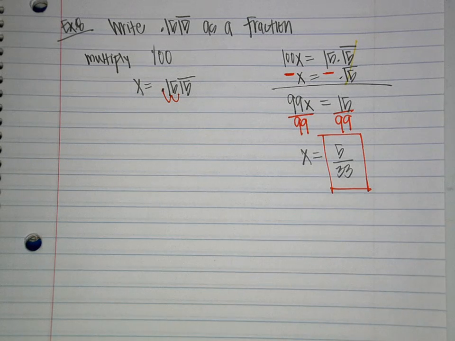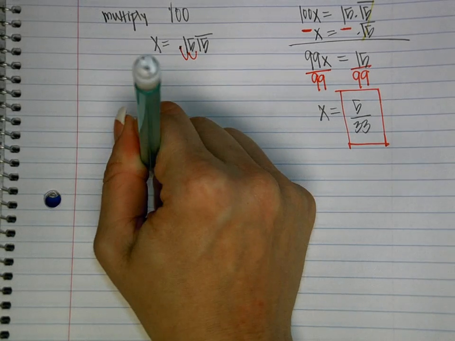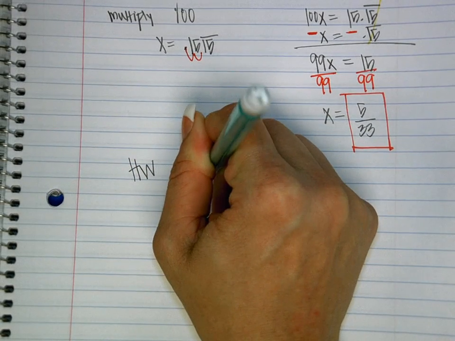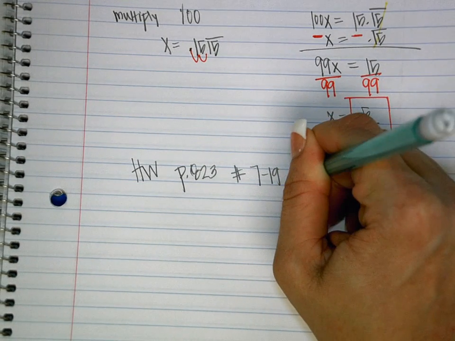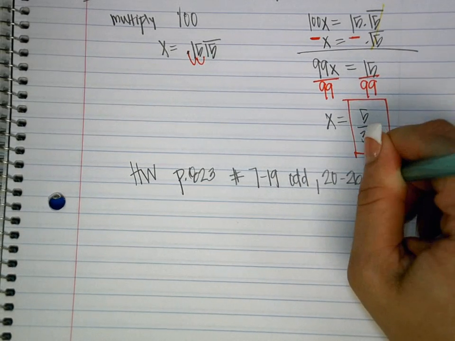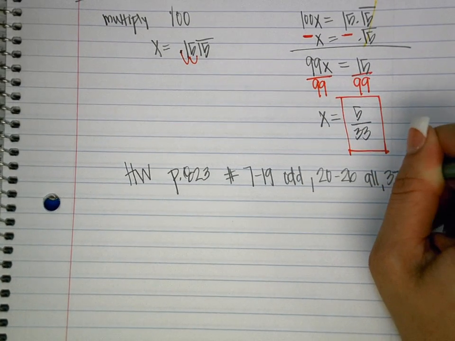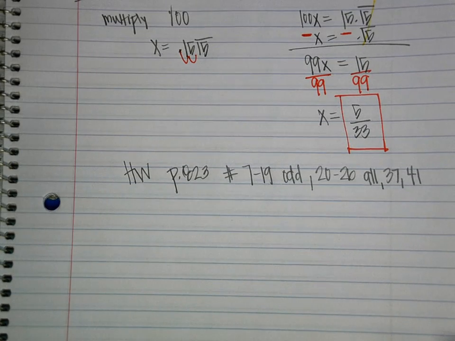Are there questions? Okay, homework for this objective is going to be page 823. You are doing numbers 7 through 19 odd, and I will put these up here for you to see so you can work on them. 7 through 19 odd, 20 through 26 all, and then 37 and 41. I know it's kind of jumping around a little bit, but these ones are kind of important because there's going to be ones just like this on your test. Okay, page 823, numbers 7 through 19 odd, 20 through 26 all, 37 and 41. Like I said, I will put these up here for you guys to see so you can work on them.